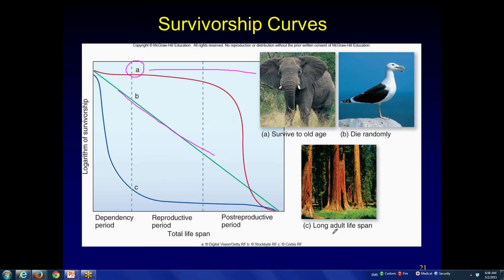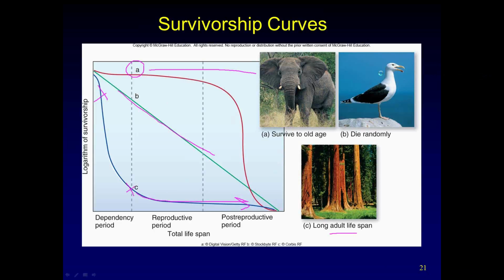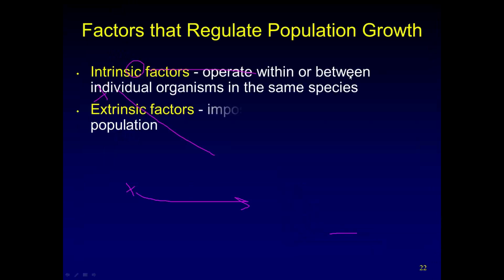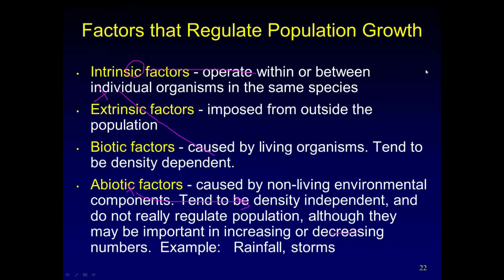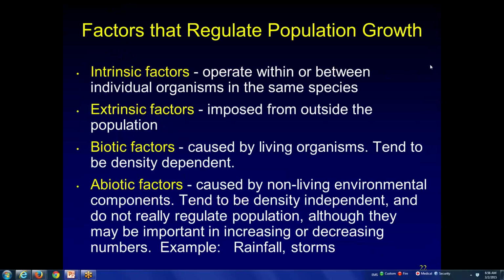And then adult lifespan, long adult lifespan, like with trees. So many trees won't make it. Seeds just don't get a lot of nurturing. But if they can get to be large, they usually live a very long time. Okay? So there are your 3 curves. And, of course, this is all genetically determined. Although there are some environmental factors as well, but mostly this is genetically determined.